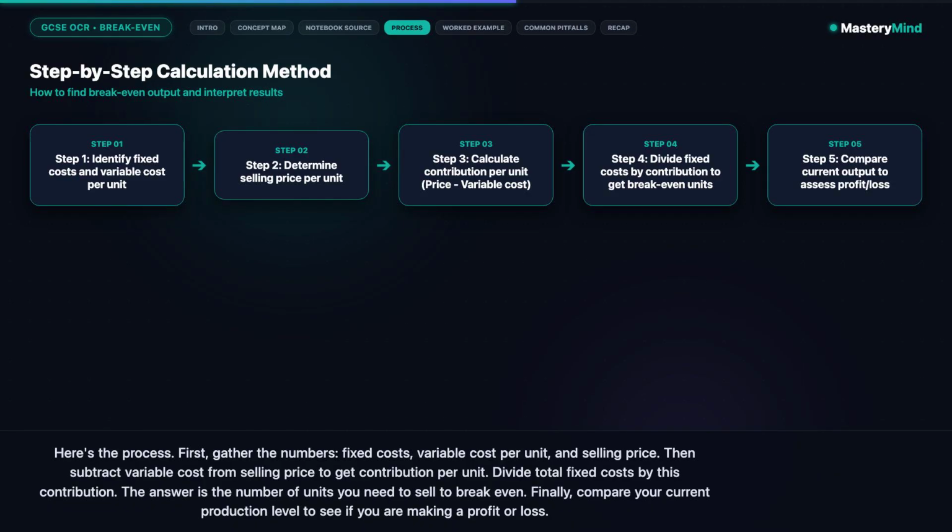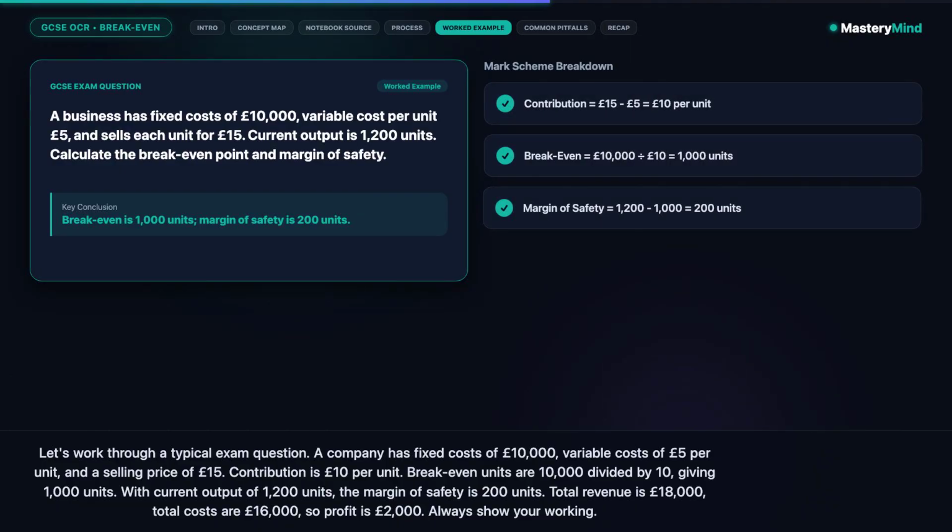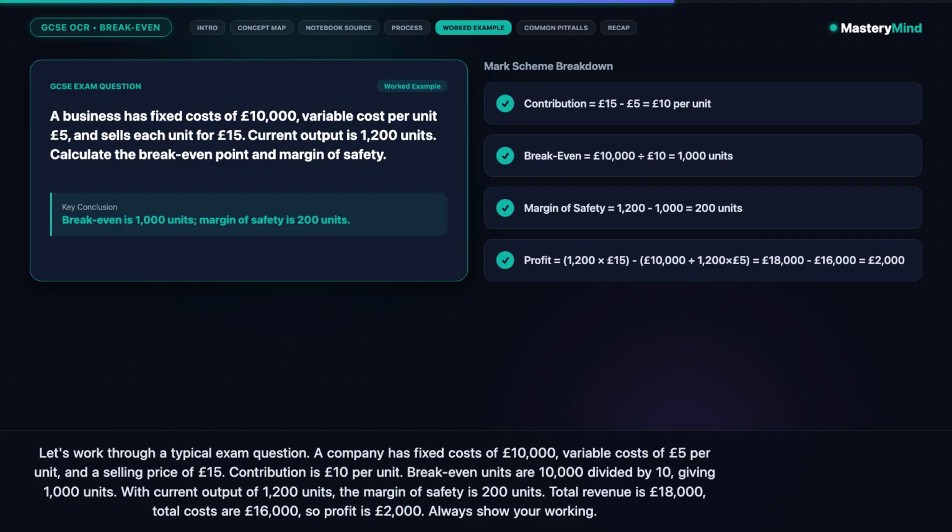Let's work through a typical exam question. A company has fixed costs of £10,000, variable costs of £5 per unit, and a selling price of £15. Contribution is £10 per unit. Break-even units are 10,000 divided by 10, giving 1,000 units. With current output of 1,200 units, the margin of safety is 200 units. Total revenue is £18,000, total costs are £16,000, so profit is £2,000.